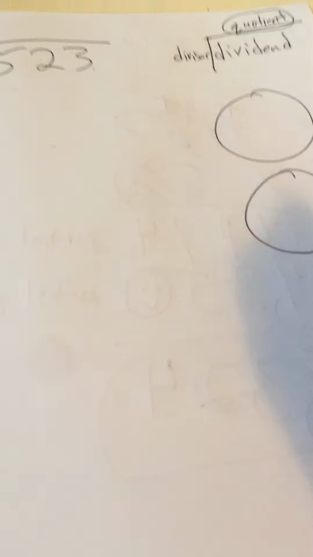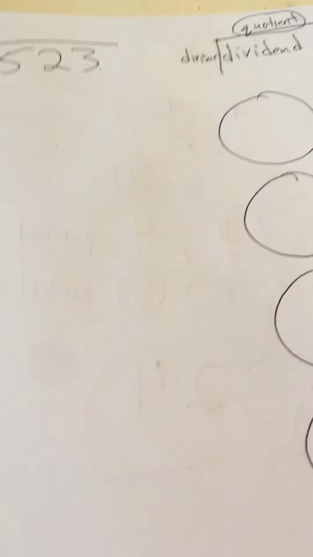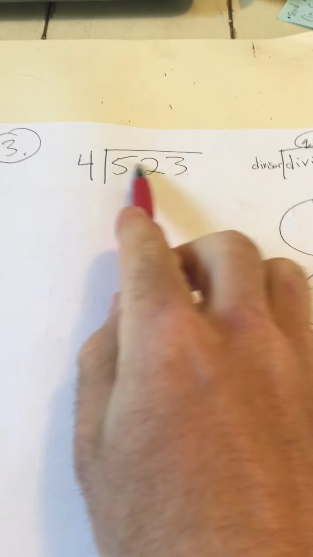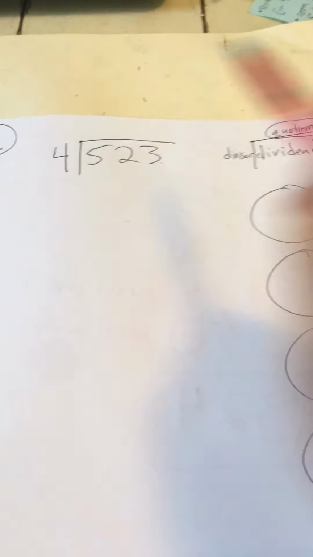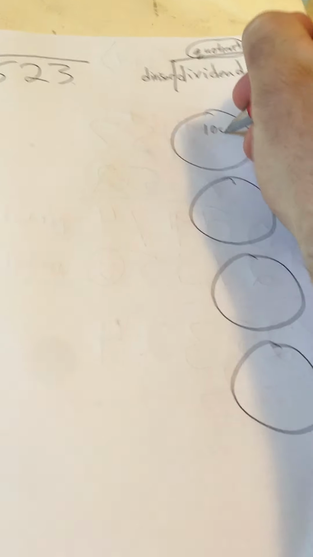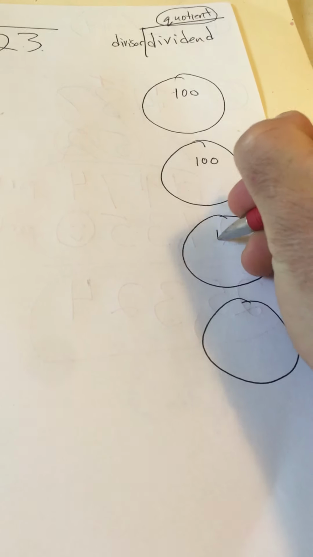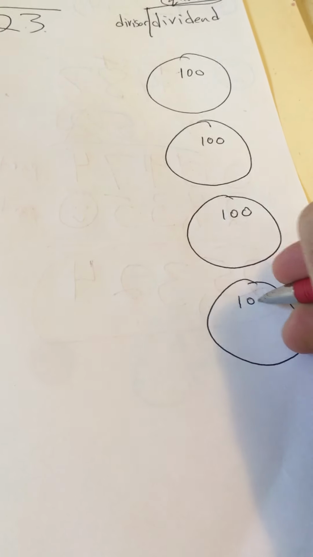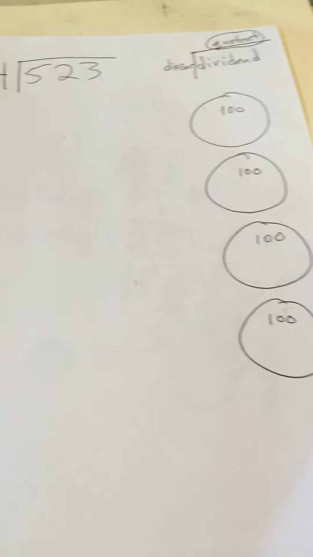So here, I'm going to draw 4 equal groups. Because what we're doing here is dividing 523 of something into 4 equal groups. And we're going to see how many is going to go into each of those equal groups. Okay, so let's start with 500. If we have 500 and we have 4 groups, we can put 100 into each group. Because we can't put 200 into each group. That would be 2, 4, 6, 800. We only have 500. So we can put 100 in each group.